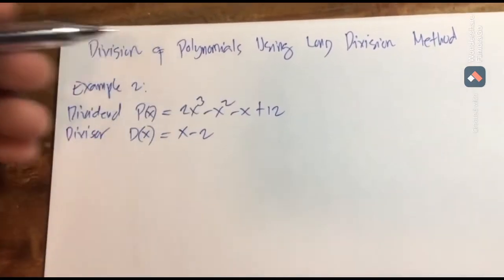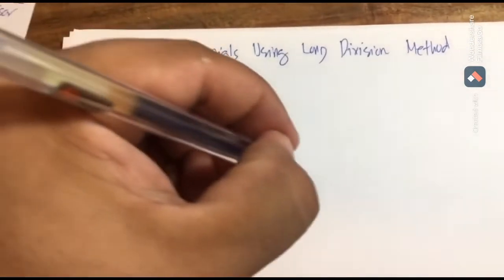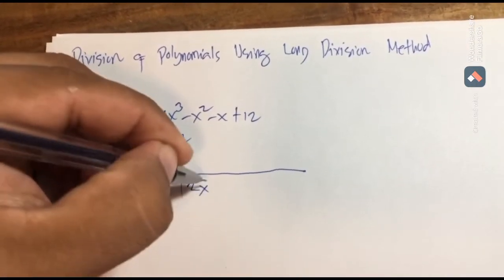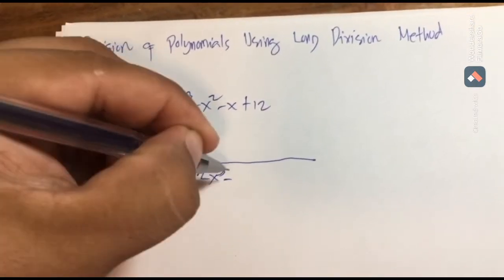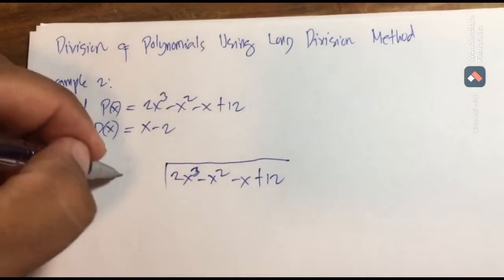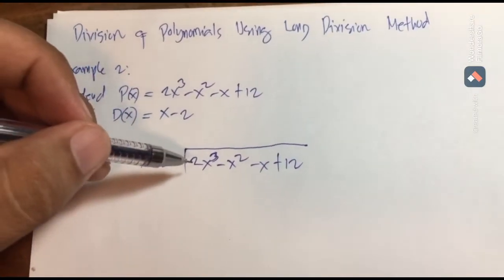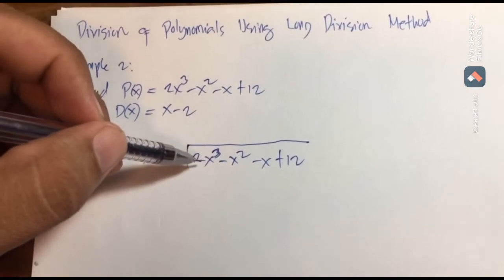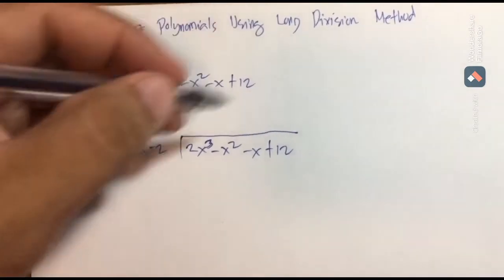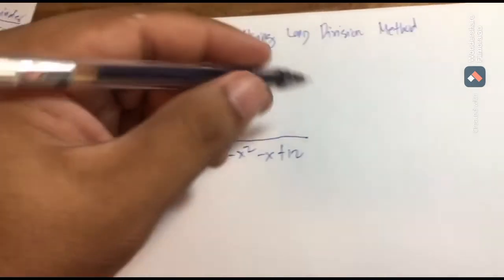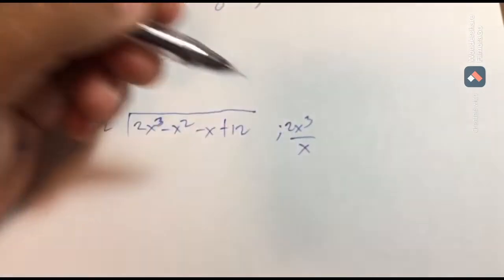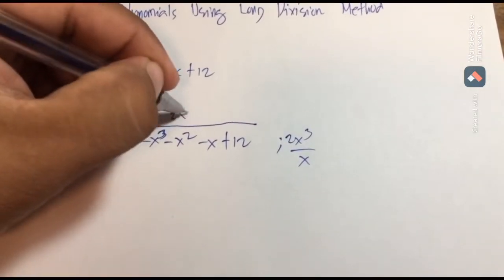So again, like the presentation of a bus stop, I have here the symbol. Under that one is our p of x. We have 2x cubed minus x squared minus x plus 12 divided by x minus 2. Again, first is divide this leading term 2x cubed by the first term of our divisor. So 2x cubed divided by x is what? 2x squared.